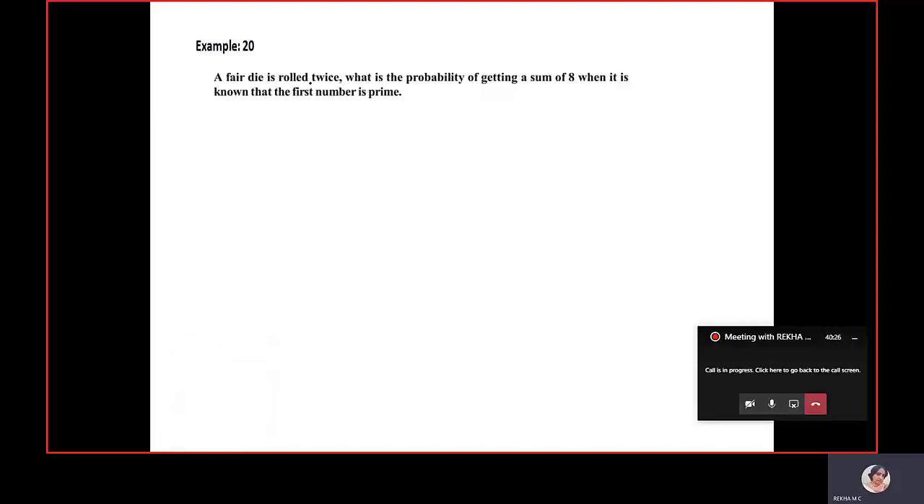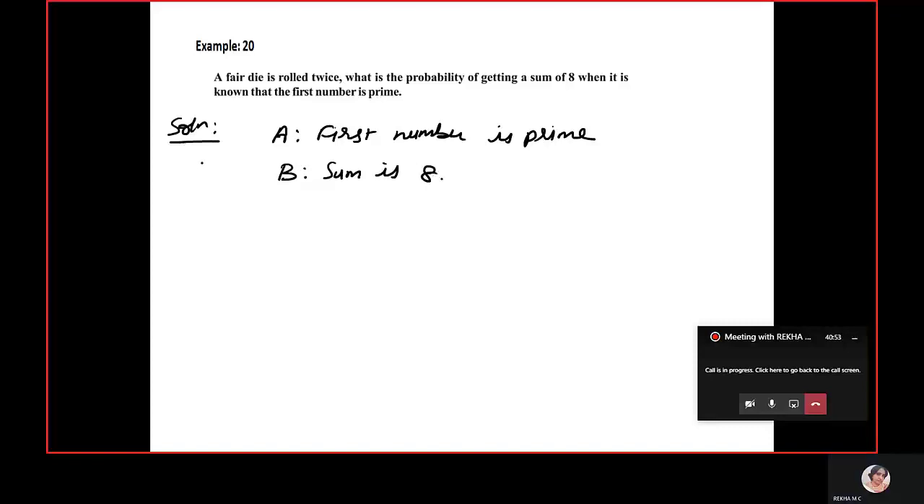If a die is rolled twice, what is the probability of getting a sum of 8 when it is known that the first number is prime? So A is the first number is prime and B is the sum is 8. So here 2, 3, 5 are prime numbers.